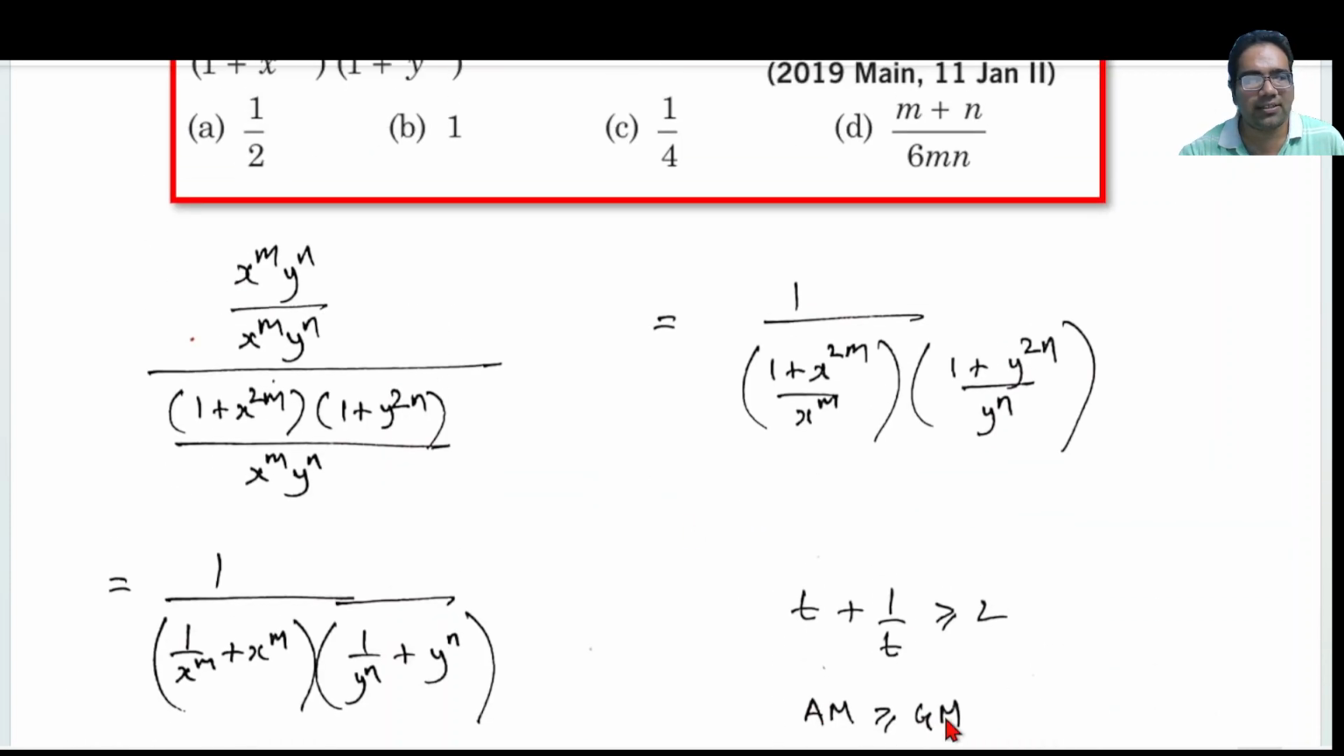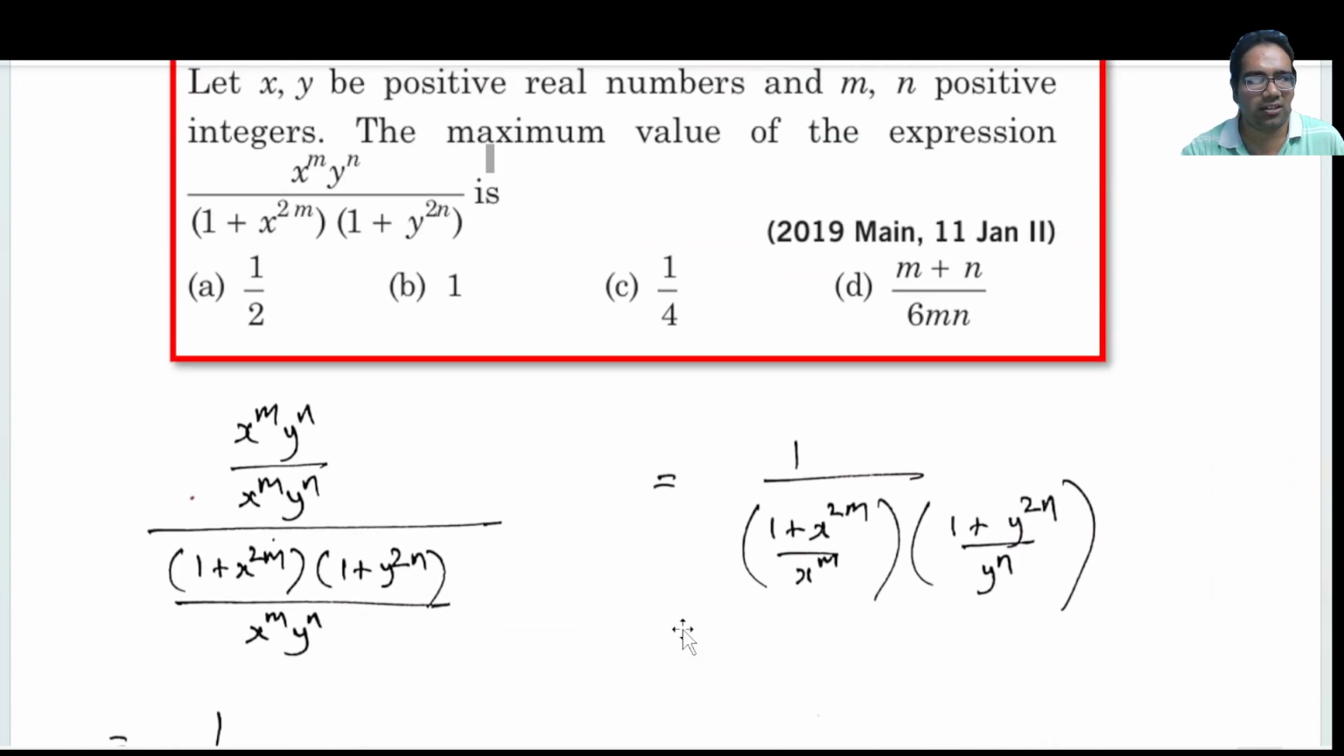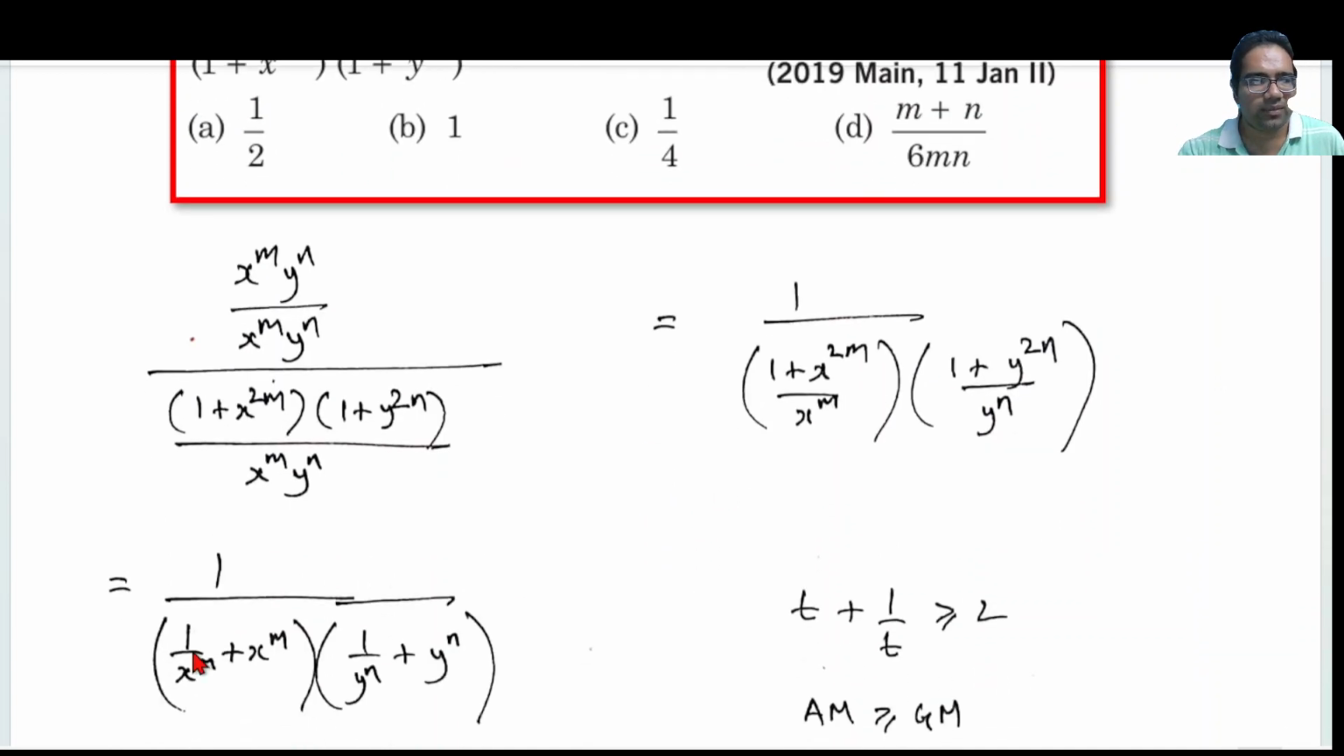This is a very basic inequality. The only thing is to convert the expression into this format, so that we can use AM greater than or equal to GM. Yes. Thank you.